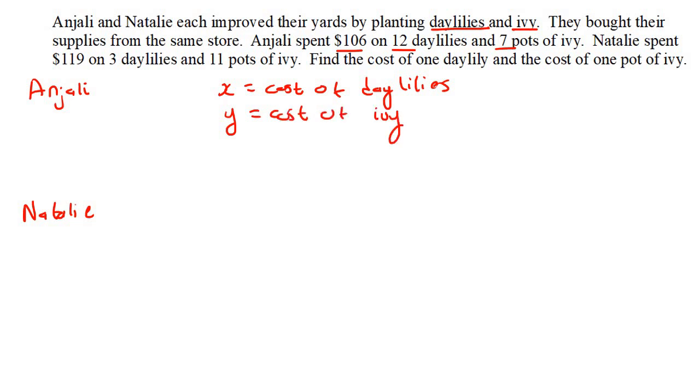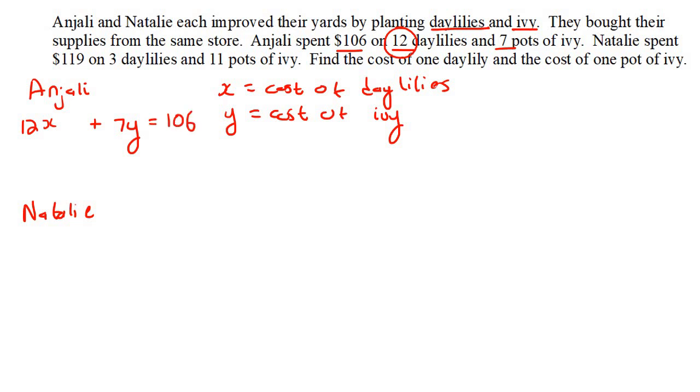Okay, and so for Anjali, if you've watched the previous two examples, you would know how the equations work. So I'm not going to show you the whole cost and amount and all of that stuff. But we know that Anjali spent 106 on 12 daylilies. So we'll say 12 times X, which is the price of the daylilies, plus 7 times Y. And I'm just going to write this as 12x. And then her total amount is 106.